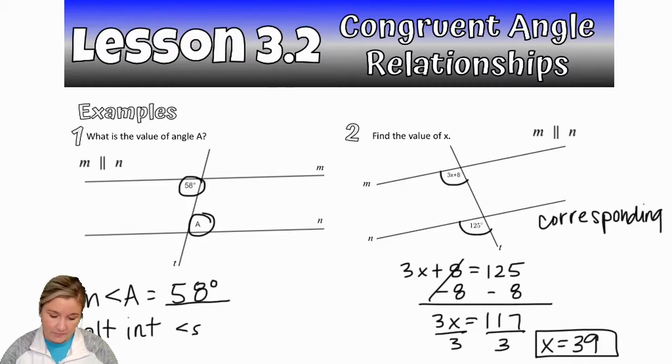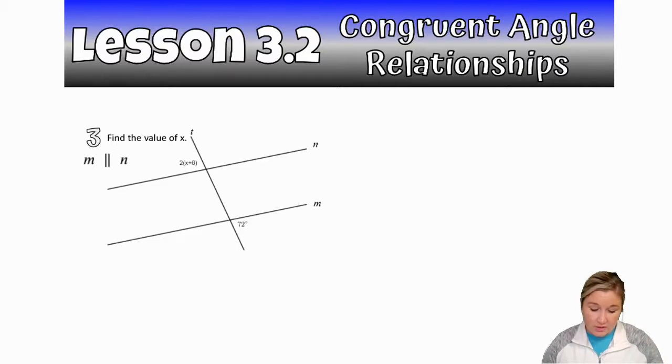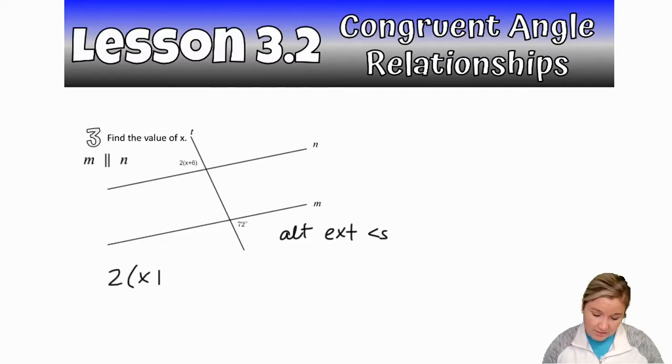Okay, last one here. We have a pair of congruent angles. So I know they're going to be equal, but let's label these. So these are alternate because they're on one side of the transversal and the other. And they are outside the parallel lines. So they're alternate exterior angles. So I know they're going to be equal. So I have 2 times x plus 6 is equal to 72.